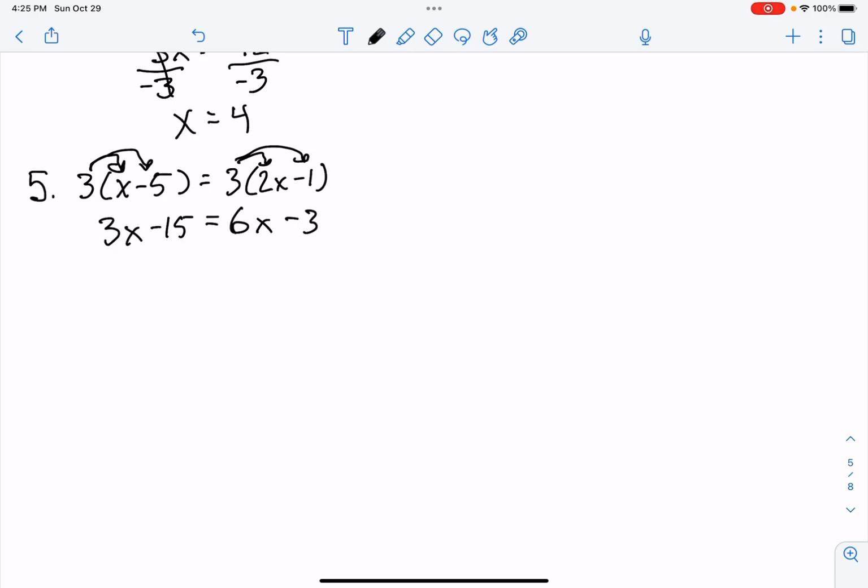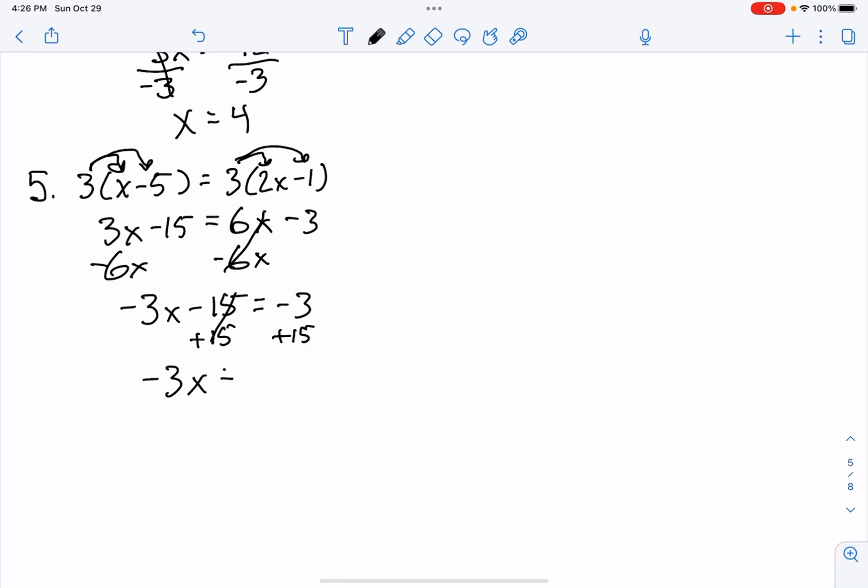Gather variables, minus 6x, minus 6x. Negative 3x minus 15 is equal to negative 3. Nice simple two-step now. Our goal here is to get these down to two-step equations, so they're nice and simple to solve. Getting them to that point should become super easy for us too. Now plus 15, plus 15, negative 3x is equal to 12.